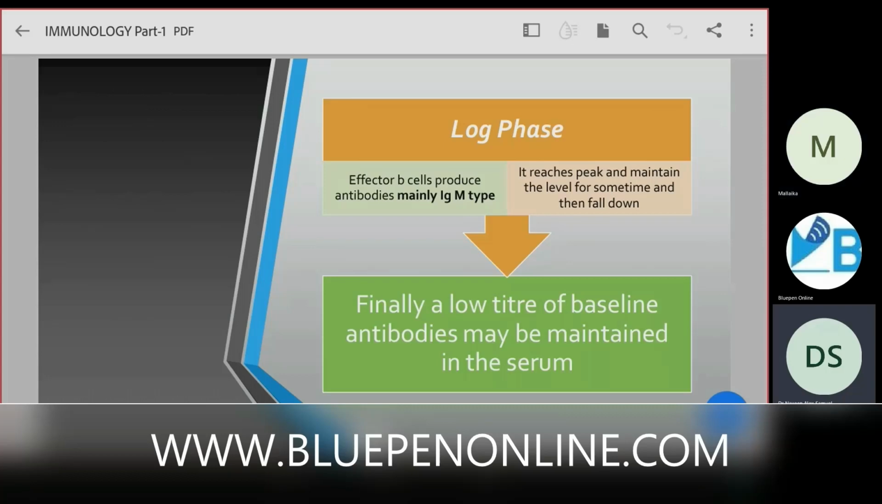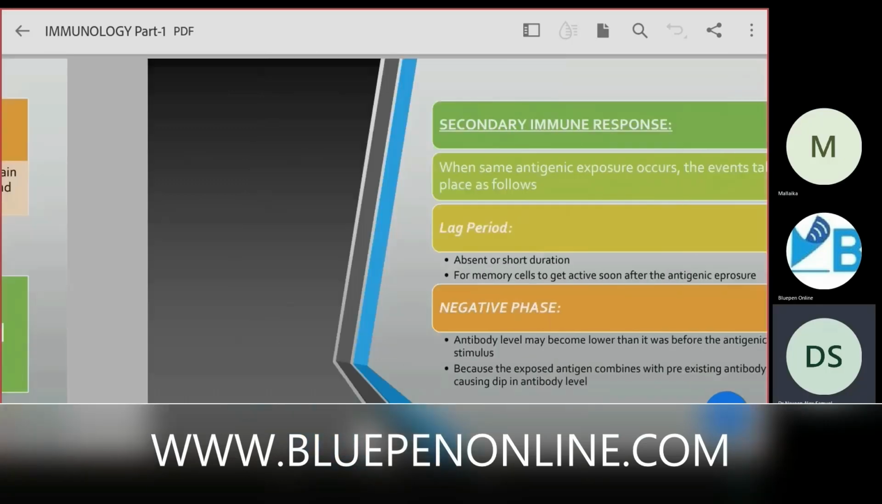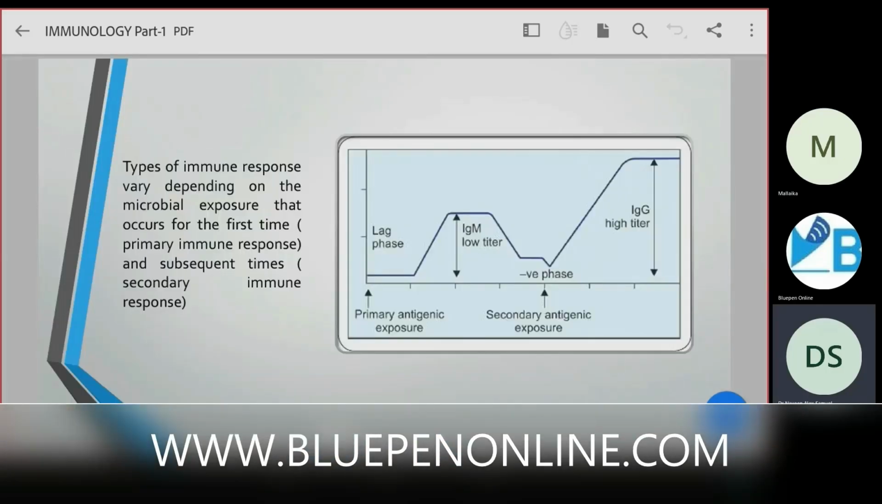Because they'll form a complex, the number of free antibodies will fall, and a low titer of baseline antibodies will be maintained in the serum. So now you understood. I'll show you the graph actually. See, there's a lag phase in the primary antigenic immune response.